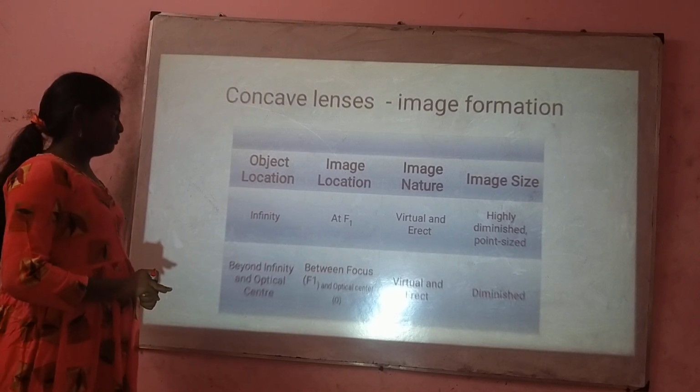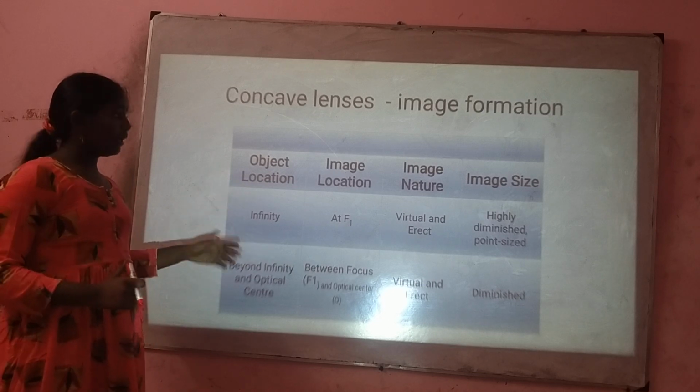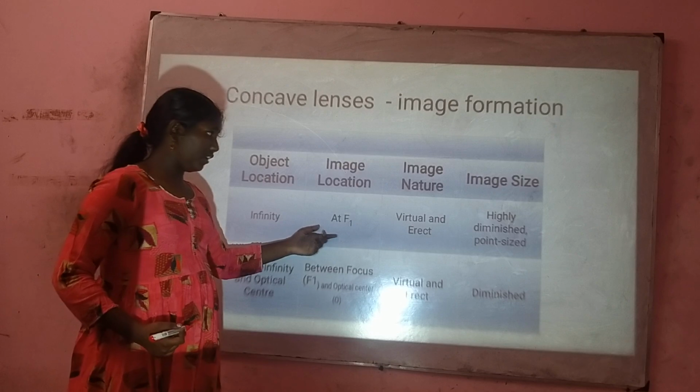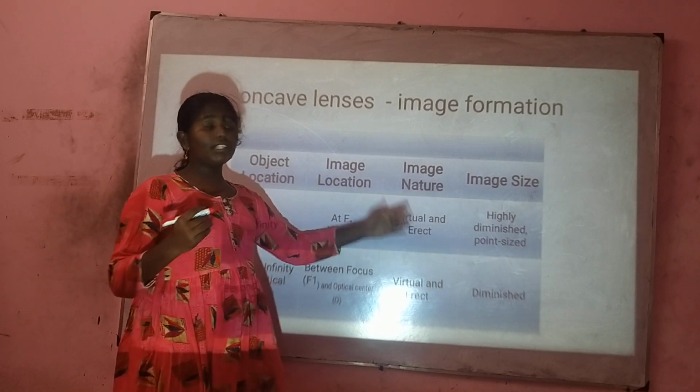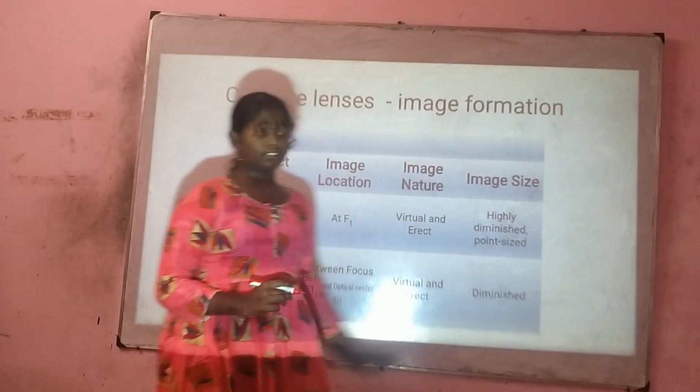Concave lenses, image formation. Now let's summarize what we learned in the past two slides in a table. Object location: infinity, image location at F1. Image nature: the image is virtual and erect. Image size: highly diminished or point size.